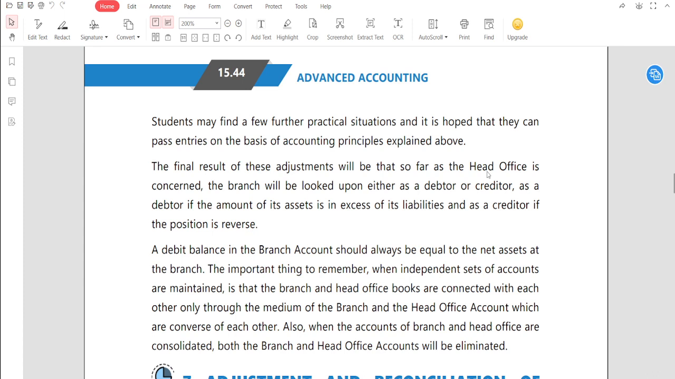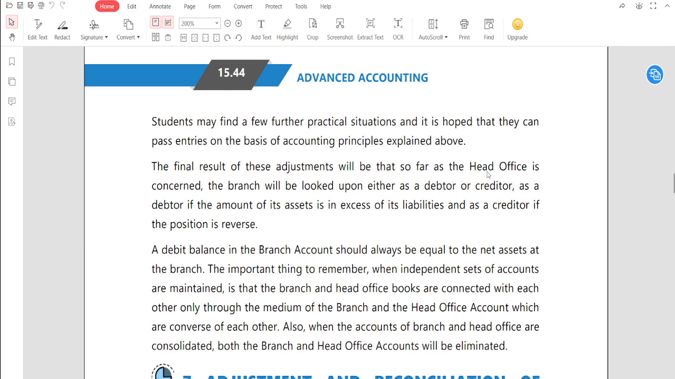And one more thing guys, very important, that we should remember. In case of reconciliation, whenever we are going to do the branch as well as the HO reconciliation, it means the balance shown under the branch account in the books of HO, and the balance shown under the HO account in the books of branch, should have to be matched. That's why it is called reconciliation.